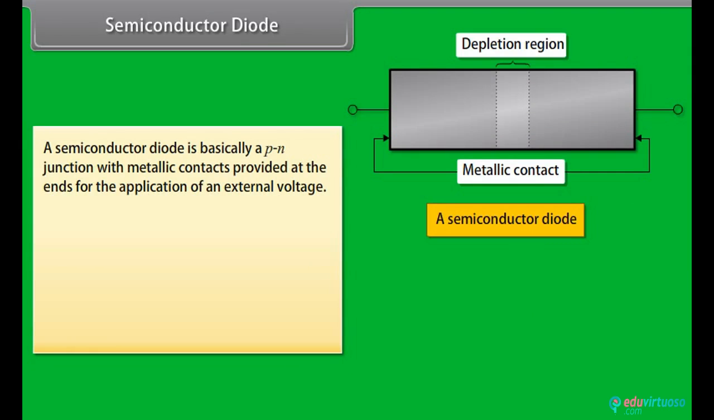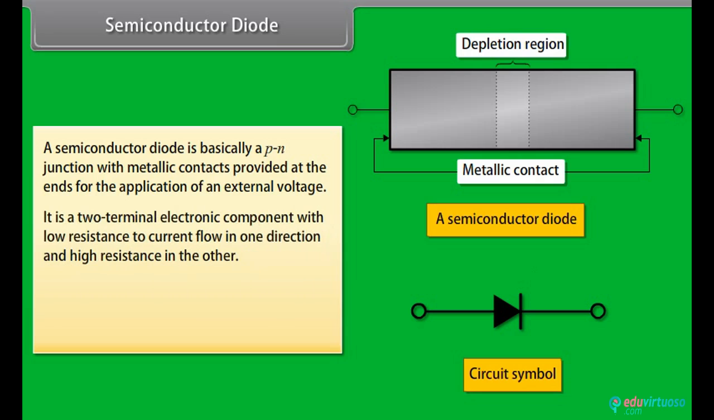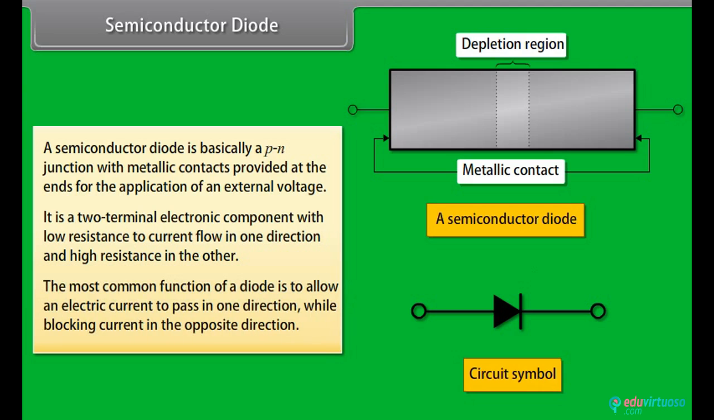Semiconductor diode. A semiconductor diode is basically a p-n junction with metallic contacts provided at the ends for the application of an external voltage. It is a two-terminal device. The arrowhead corresponds to the p-type terminal of the device and points in the direction of easy current flow. It is a two-terminal electronic component with low resistance to current flow in one direction and high resistance in the other. The most common function of a diode is to allow an electric current to pass in one direction, while blocking current in the opposite direction.